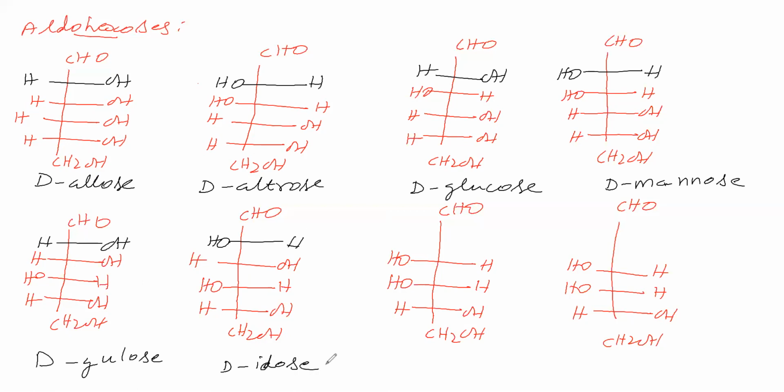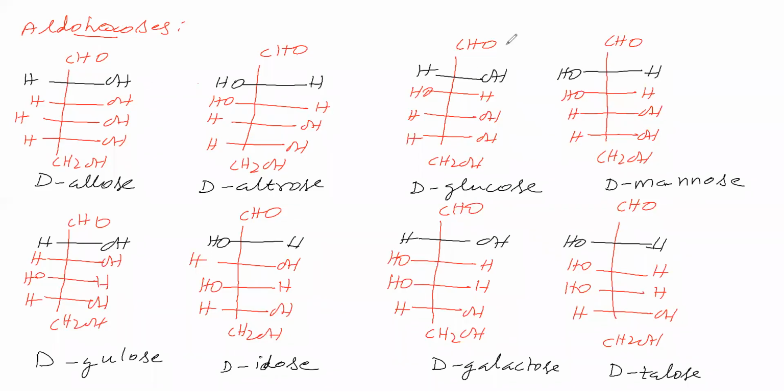Okay. Next, these 2 are lyxose. In these 2, we will introduce chiral carbon. Then HOH groups we will introduce, HOH here, OHH here. This is called D-galactose. It is called D-talose. Okay. So the functional group is aldehyde.